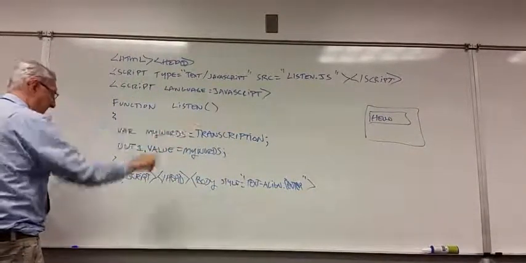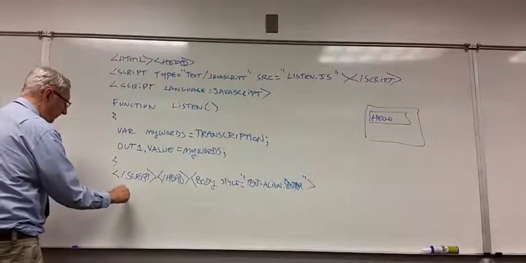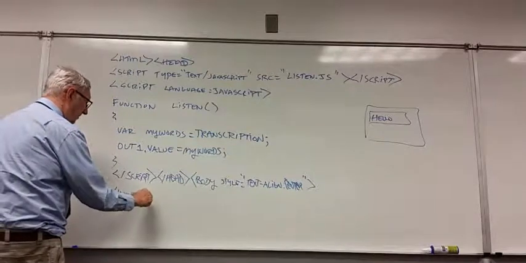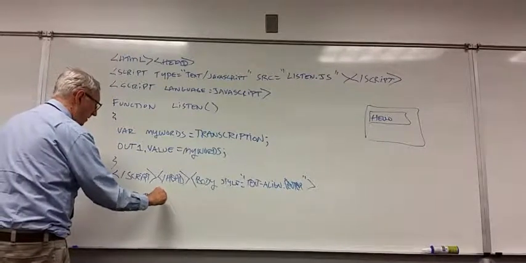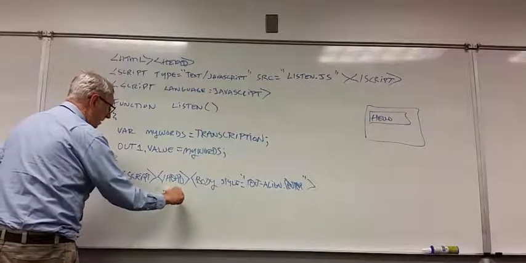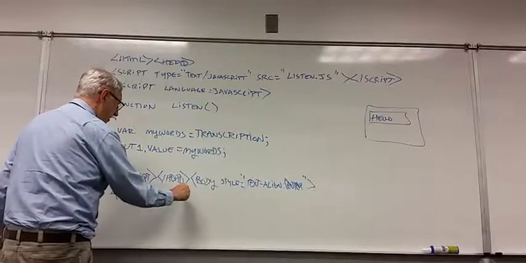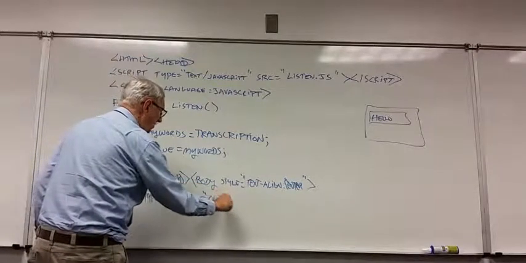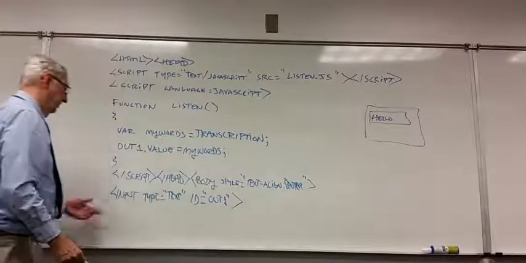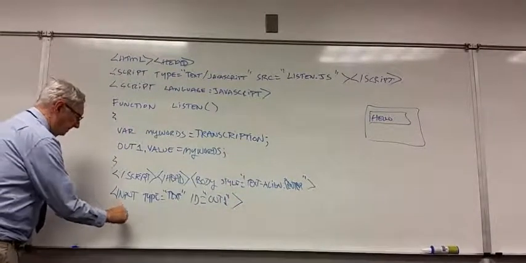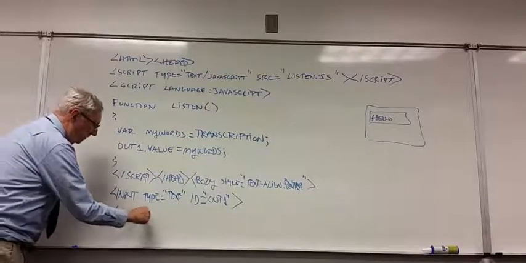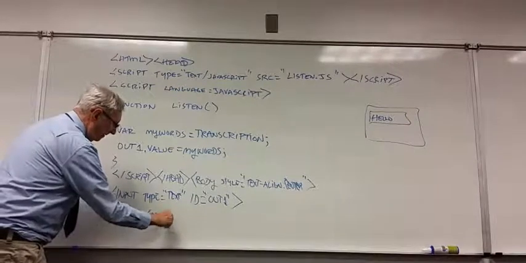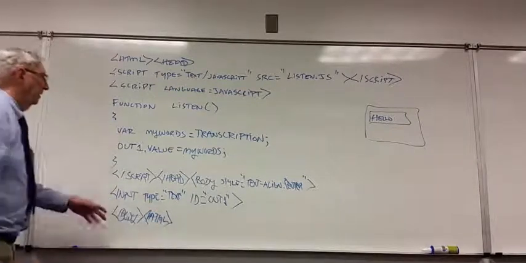Then finally what I do is I want to have an input statement. Input, and it's really called L1. So I say type equals text, and ID equals L1. There it is. That's all there is to it. Body, slash HTML. There it is, the program going.